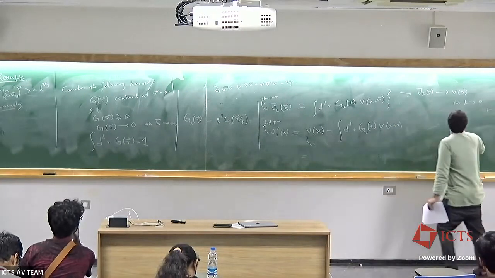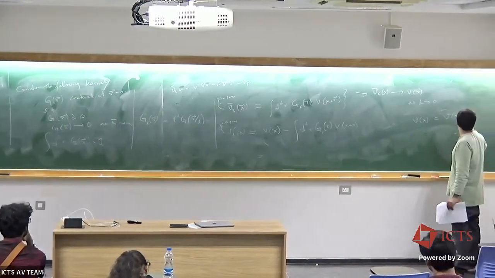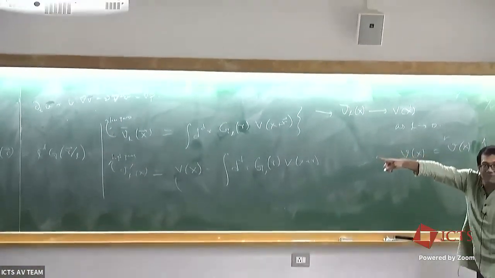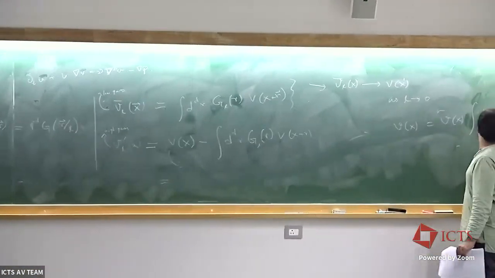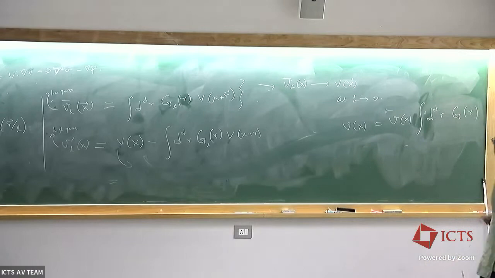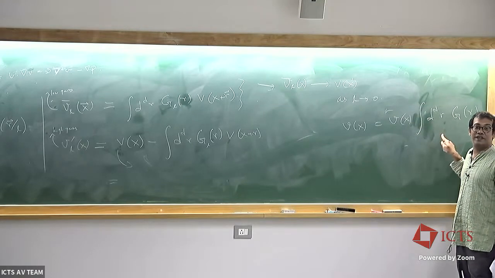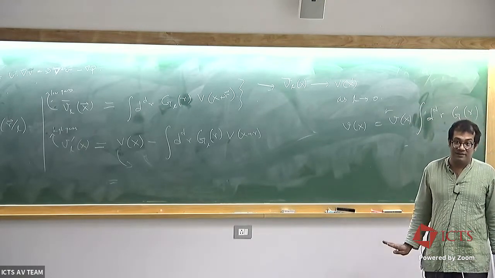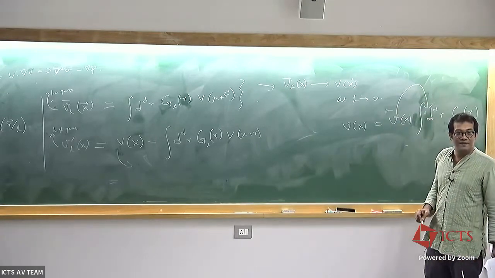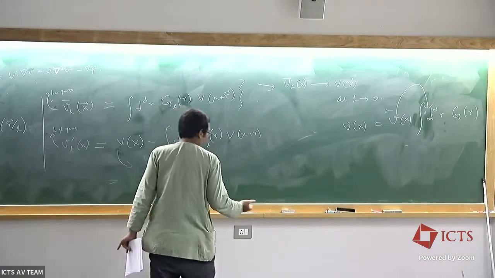Let me write it. Okay. v of x, I'll do it slowly, is equal to v of x times 1. I know there are many ways to write 1. One of the ways to write 1 is this. Now, this is a function of r. So whether v of x stays outside the integral or inside the integral, it doesn't matter. So I can stick this inside. Then I can make the subtraction.